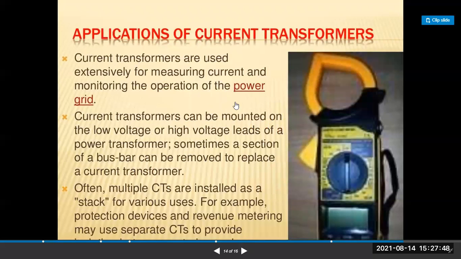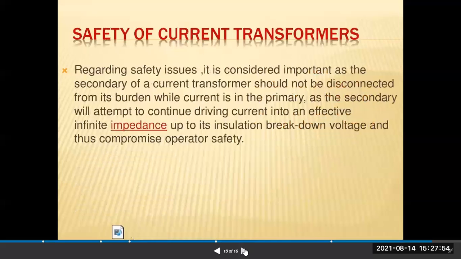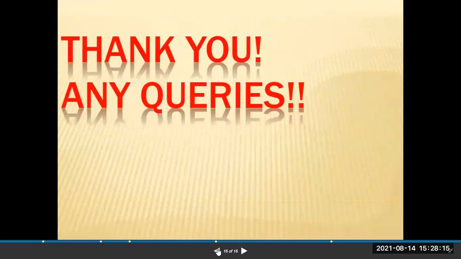Application is mainly in the power grid, in the transmission and generation part. Safety of the current transformer is discussed. Regarding safety, it is considered important that the secondary of the current transformer should not be disconnected from its burden. Burden is the load that we are providing on the secondary of the current transformer. That is the main purpose.